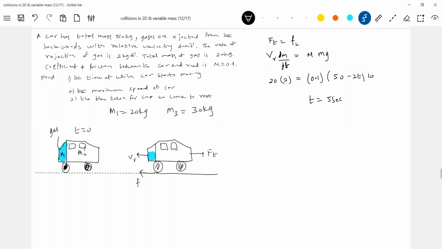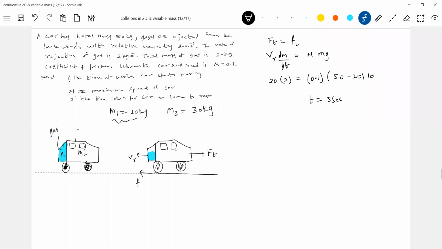So the moment you switch on, the car will not move, because the thrust force is unable to displace the car. Once the fuel continuously burns, the mass of the gases will decrease. Then the 30 kg plus the mass of the fuel will be continuously decreasing. Once that happens, the normal reaction decreases.